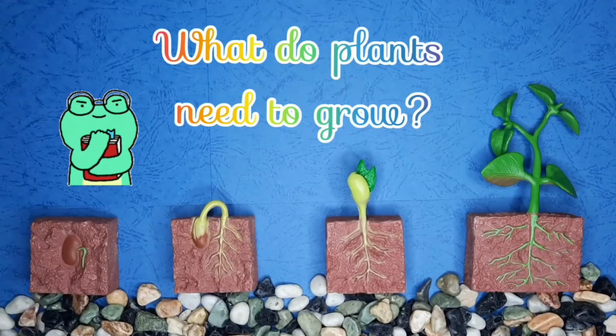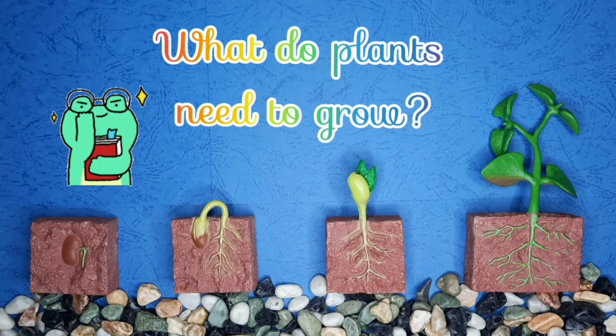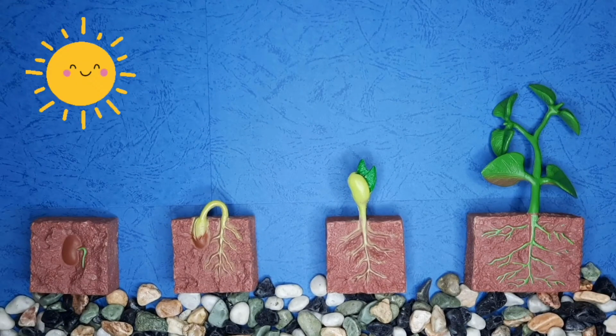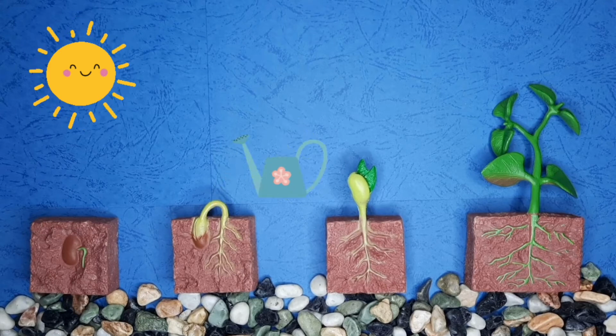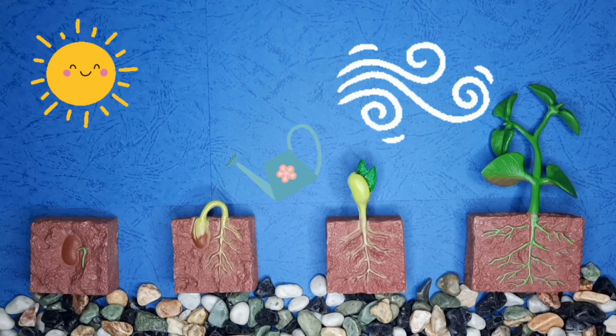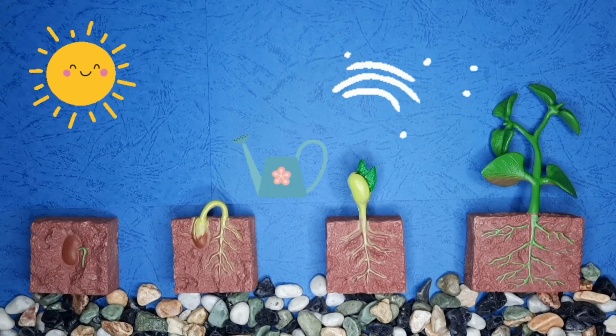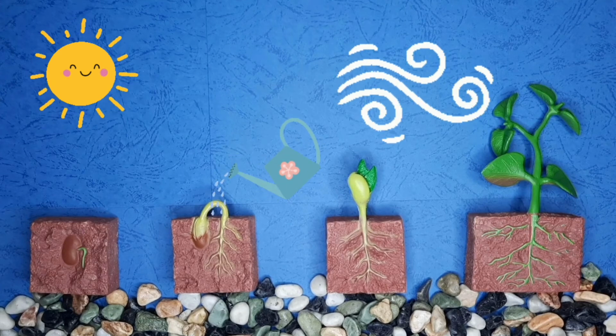So what do plants need to grow, kids? Can you guess? Yes, you're right. The sunlight, the water, the air. You're very right. Exactly. The plants need sunlight, water, and fresh air.